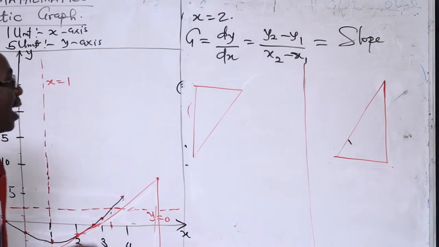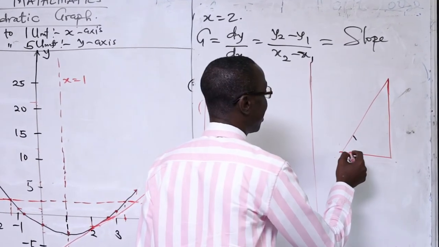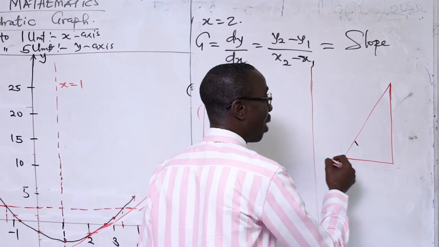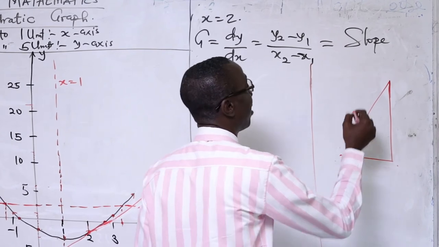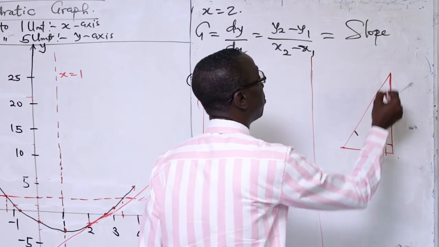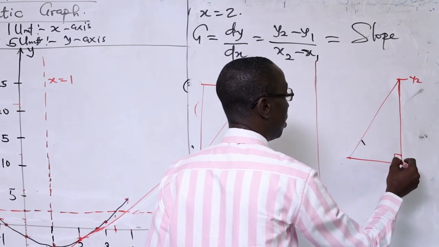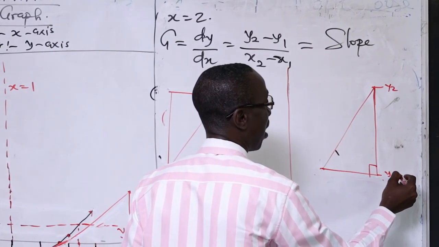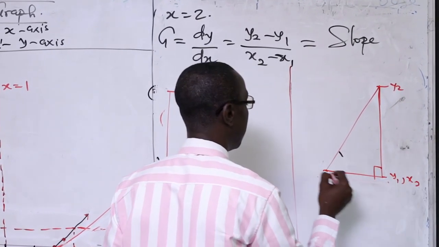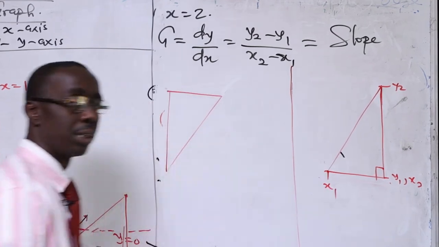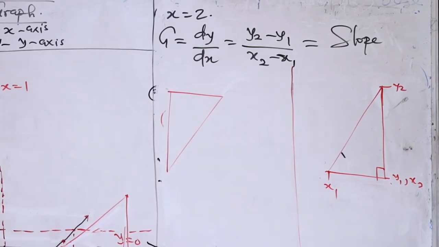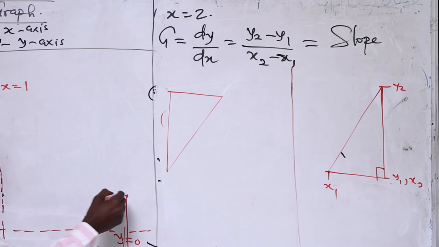The base of my triangle, to have a resting base. So I prefer this configuration because this will be my y2, this place will be my y1, and wherever y1 is, I'll put x2 there, and this will be my x1. Placing that on the graph, this place will be my what? Y2.